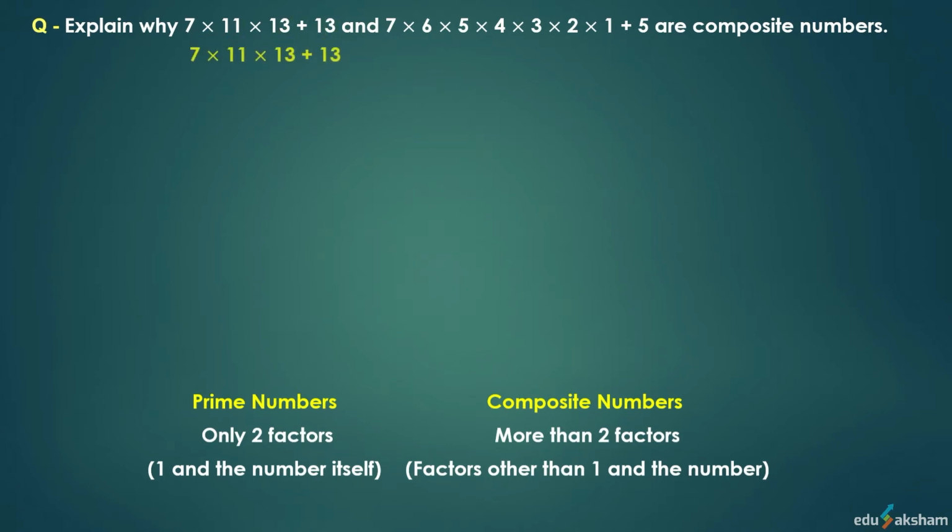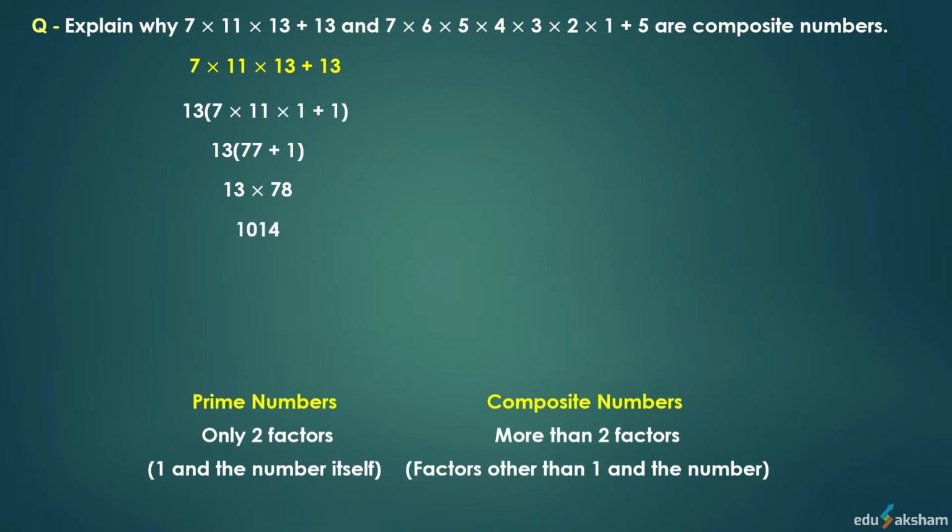Let us take the first number. Taking 13 common from this number, we can write it as 13 times (7 × 11 × 1 + 1), which can be further written as 13 times (77 + 1). Then we can write it as 13 times 78. On finding the product of 13 and 78, we get the value of the number, which is 1014.